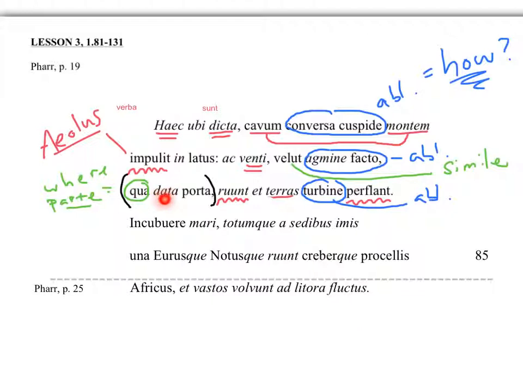Where a gate is given, or a gate was given, you have to put in an est there if you want to make it complete. With a gate given, this is a participle also, a perfect passive participle modifying porta. And there is another little verb in this phrase with this participle, which needs an est to make it a complete verb. Where a gate was given, they rush out, the winds rush out, and they blow over the lands in a whirlwind. Okay, let's continue.